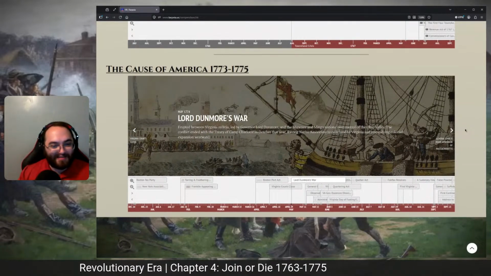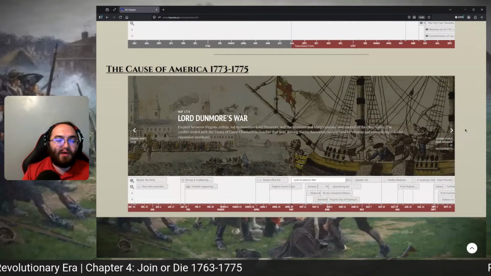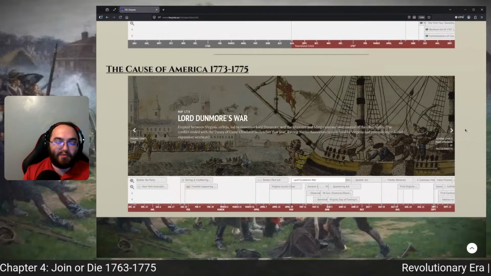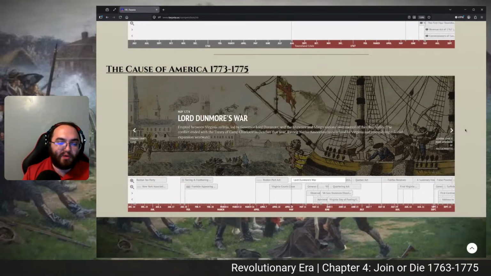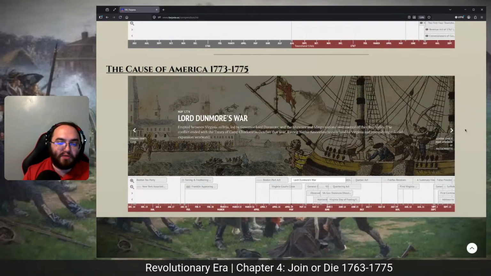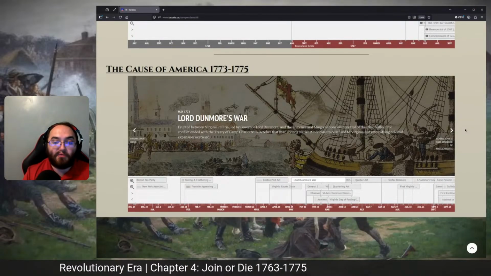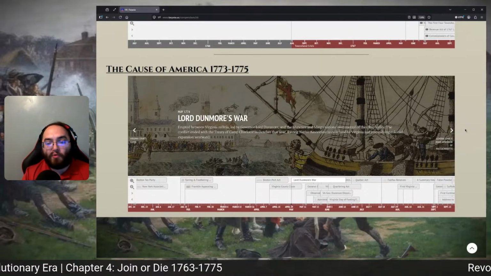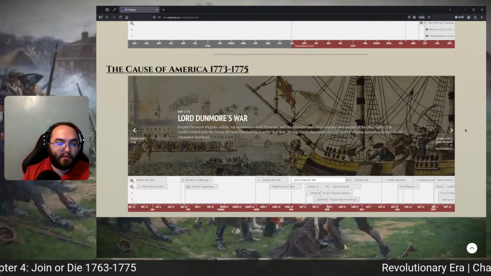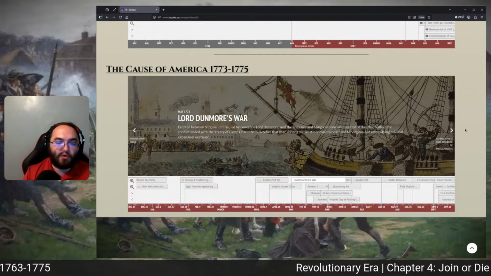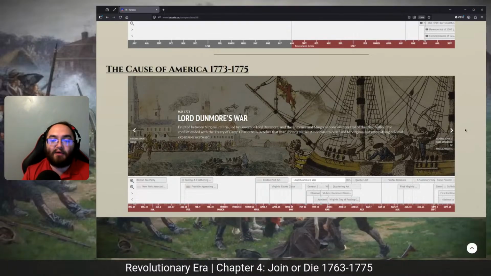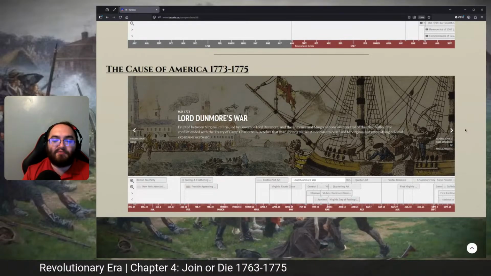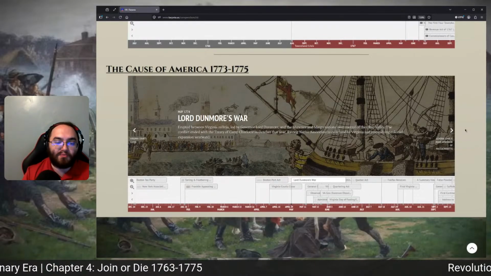While all this is going on, you have Lord Dunmore's War, which is a very brief conflict that only lasted a couple months. It erupted between Virginia militia led by Governor Lord Dunmore and the Shawnee and Mingo nations over control of the Ohio Valley. The conflict ended with the Treaty of Camp Charlotte in October that year, forcing Native Americans to cede land to Virginia and intensifying colonial expansion westward.